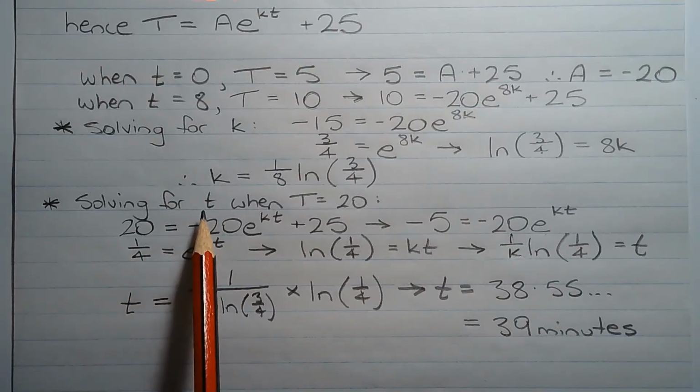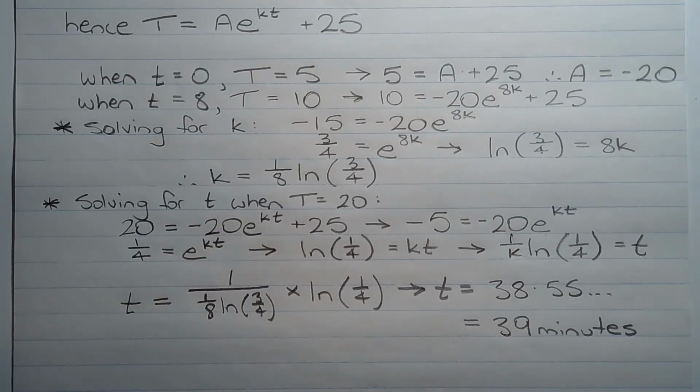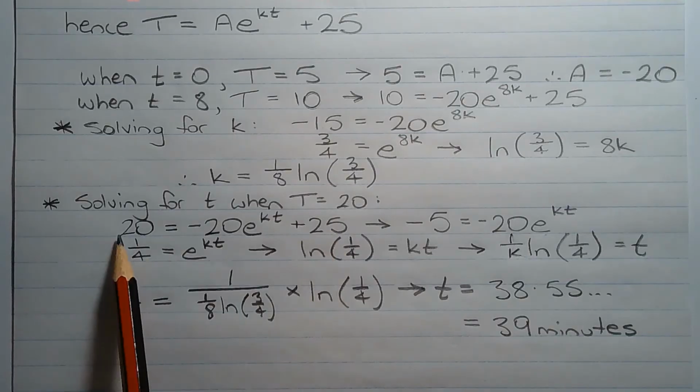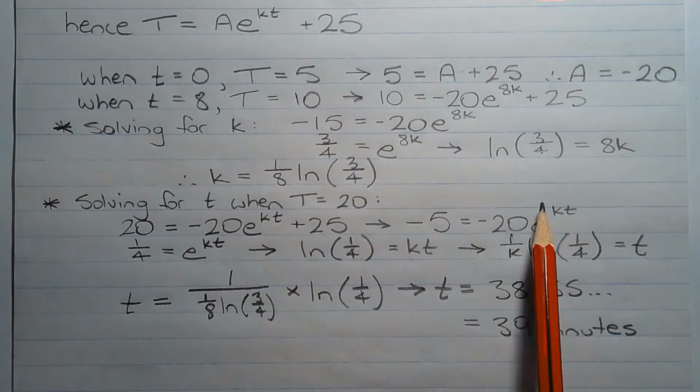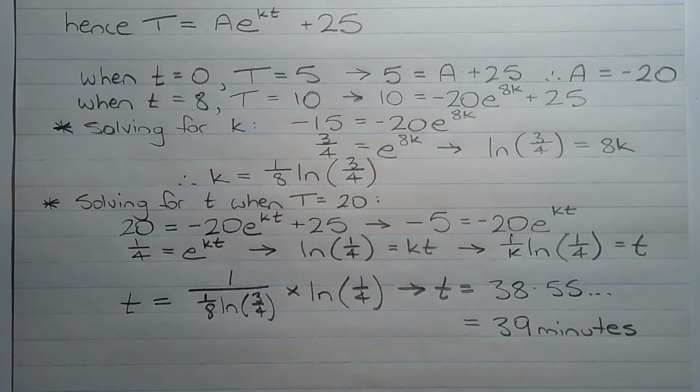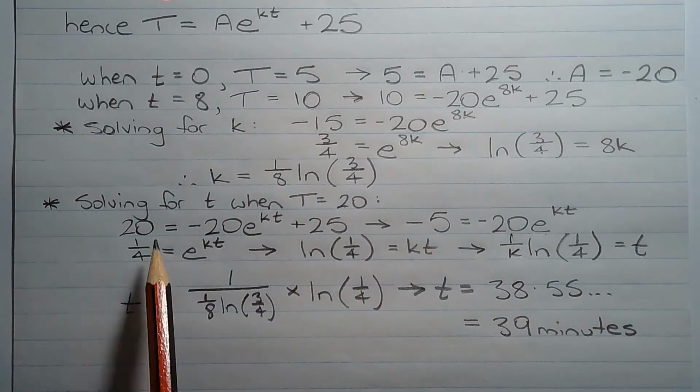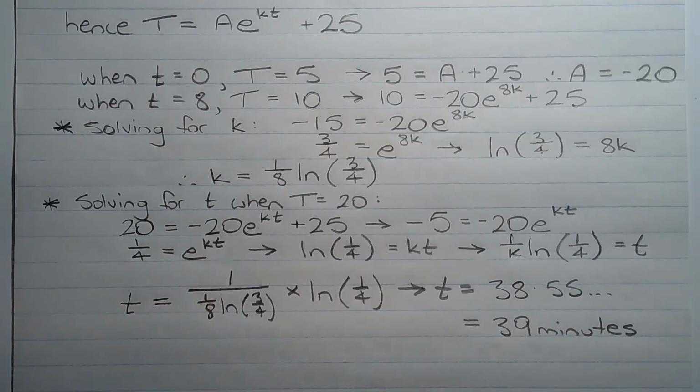Now solving for t, when capital T is equal to 20, 20 is equal to negative 20 e to the power of kt plus 25. Subtracting 25 from both sides, we get negative 5 is equal to negative 20 multiplied by e to the power of kt. Dividing both sides by negative 20, we get 1/4 is equal to e to the power of kt. Taking the natural logarithm of both sides, we get ln of 1/4 is equal to kt.